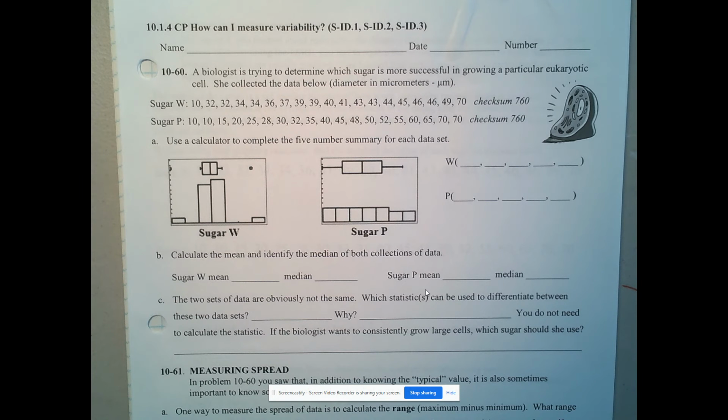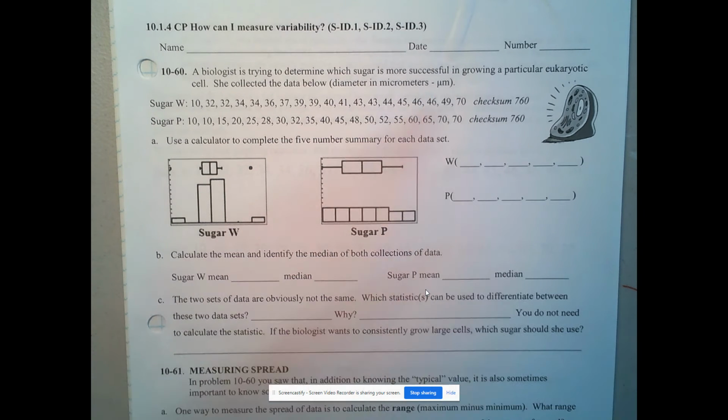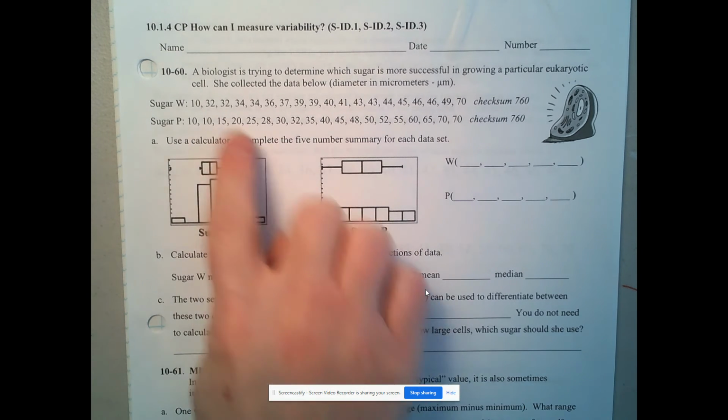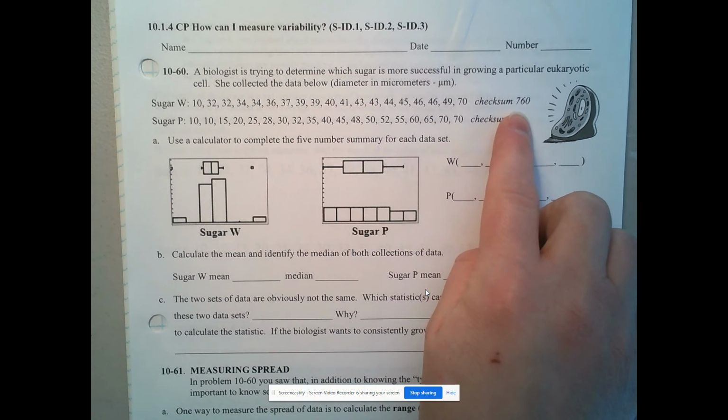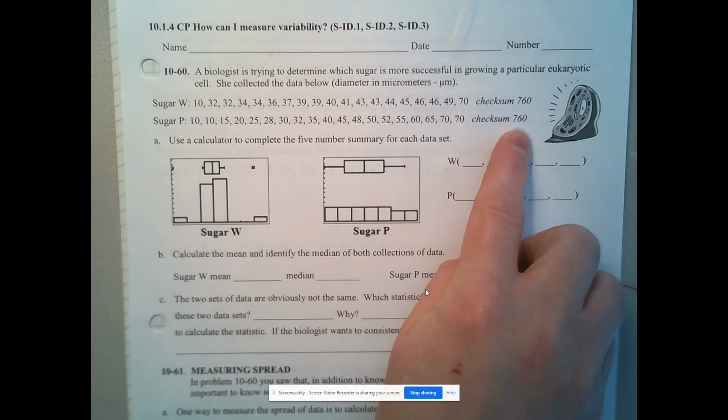A biologist is trying to determine which sugar is more successful in growing a particular eukaryotic cell. She collected the data below. The diameter is in micrometers, and that's what this little μm symbol is, micrometers. Sugar W, we've got 19 pieces of data with a checksum of 760, and sugar P, we have 19 pieces of data with a checksum of 760.